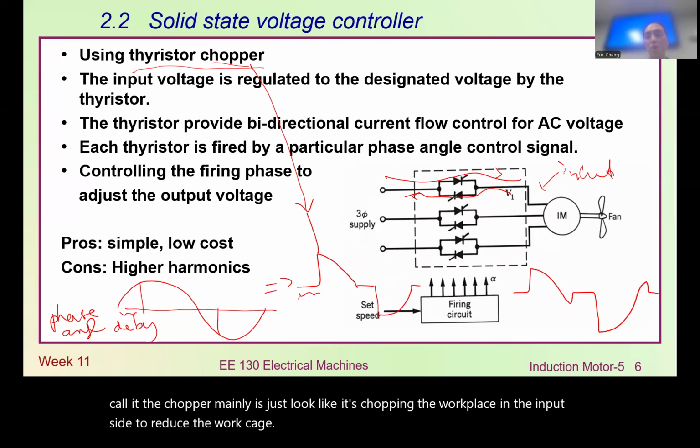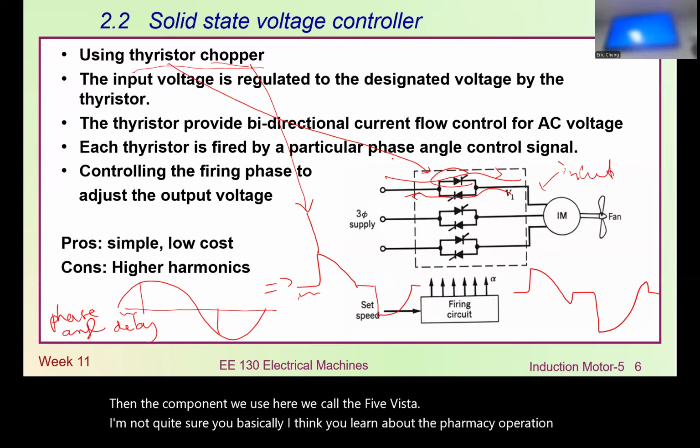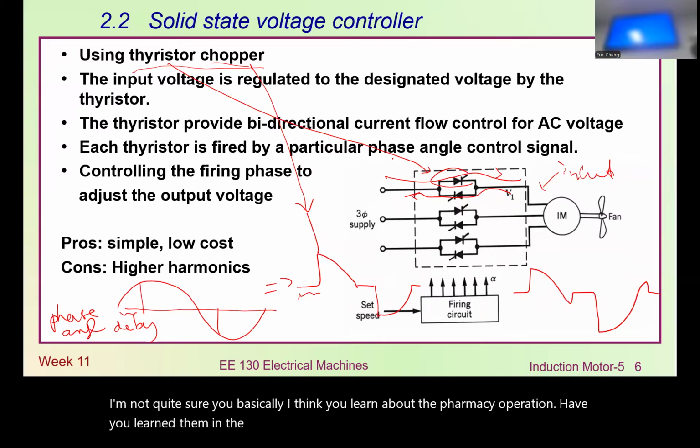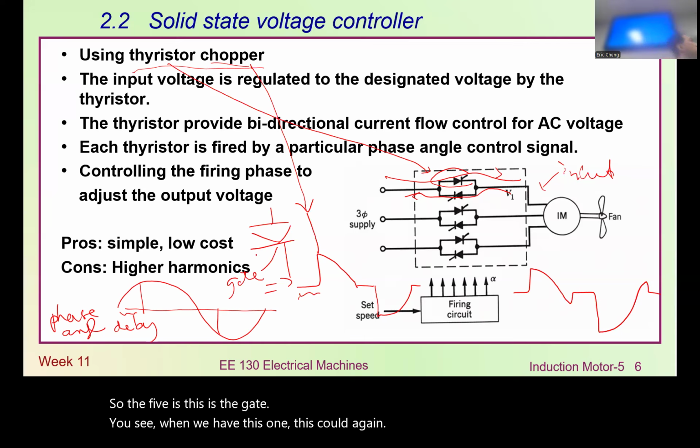The component we use here we call the thyristor. I'm not quite sure whether you have learned about thyristor operation. Have you learned them in semiconductors? A thyristor is more like a diode, but we are able to control the angle of conduction. This is the gate. We need to supply voltage to the gate in order to make the thyristor conduct.